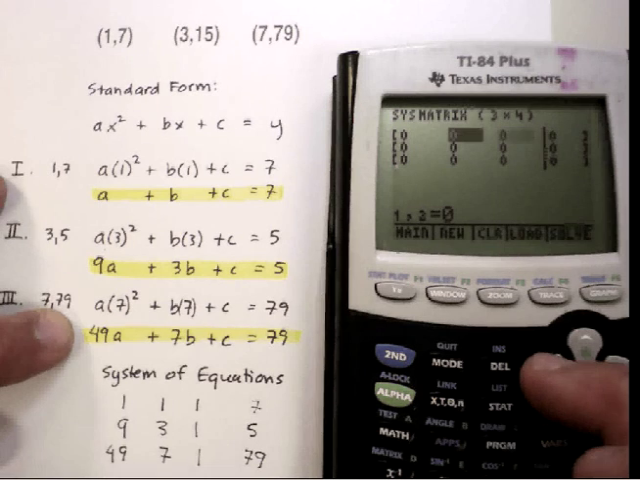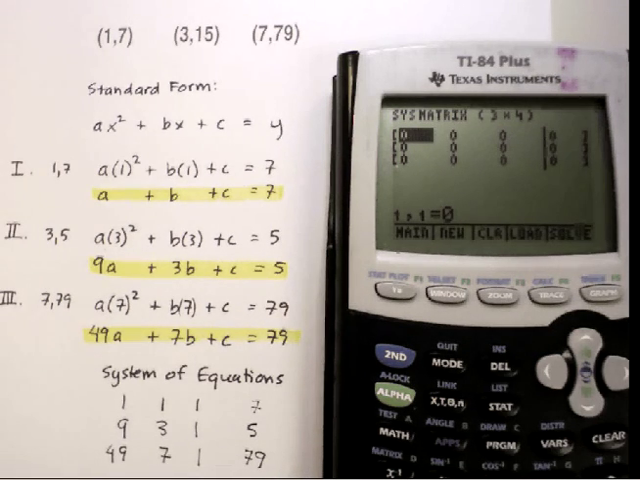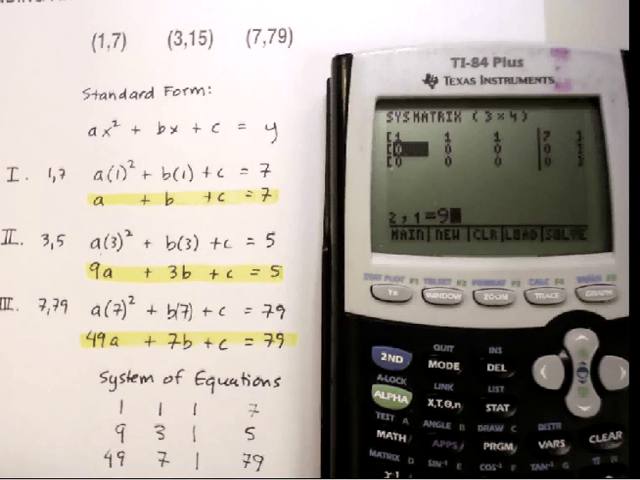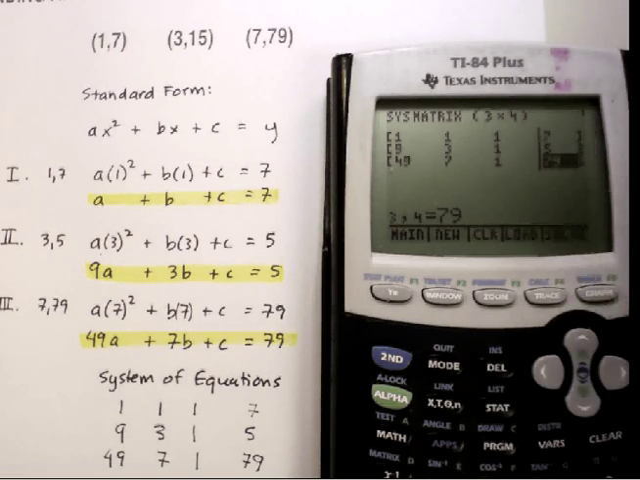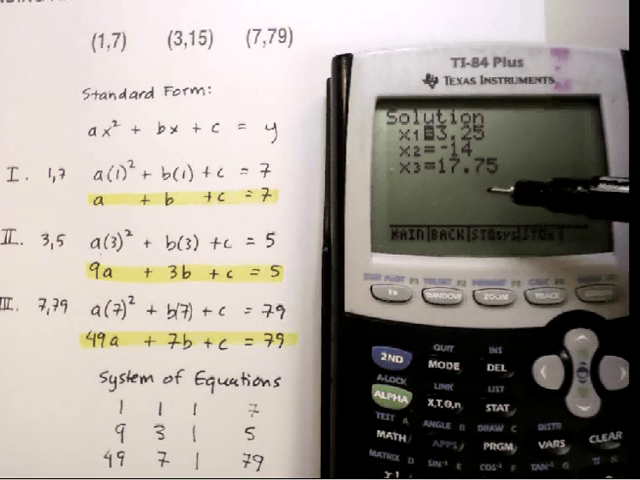All right, so let's go ahead and enter those numbers. 1, enter, 1, enter, 1, enter, and then 7, enter, 9, enter, 3, enter, 1, enter, 5, enter, 49, 7, 1, and 79. Go ahead and press the solve button, which says main, new, clear, load, solve. It's basically this button right here. So let's press that one. And that gives us our answer right there.